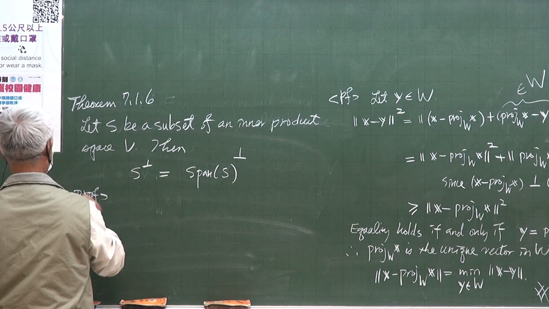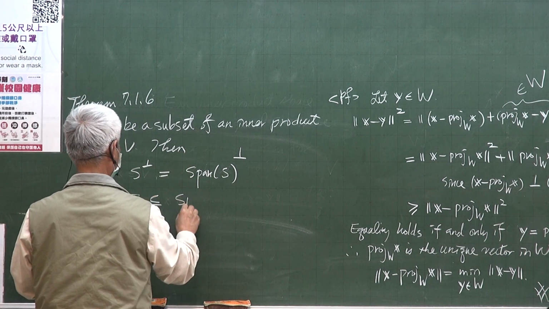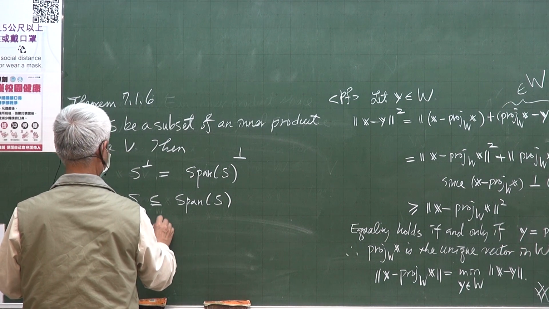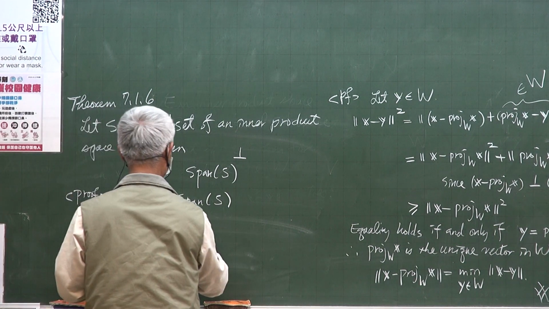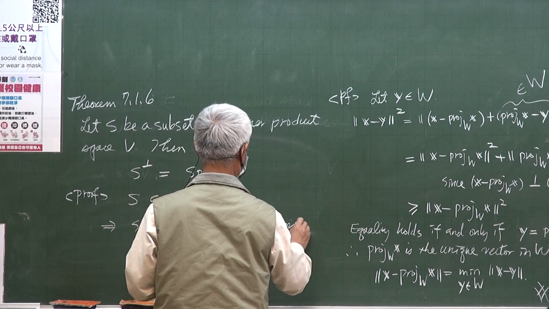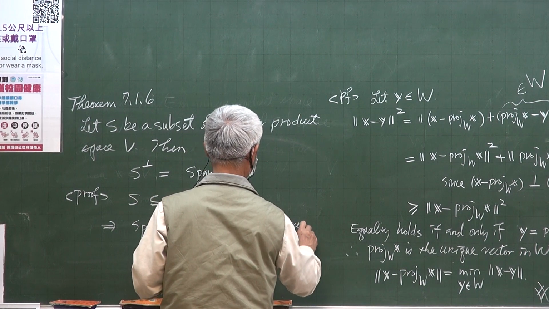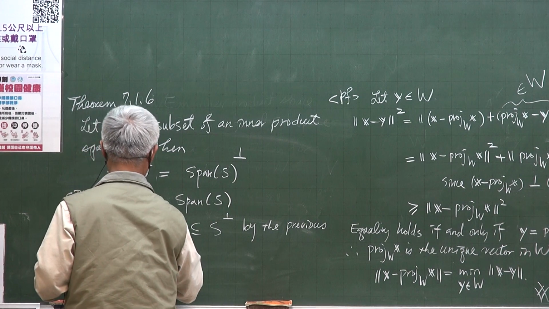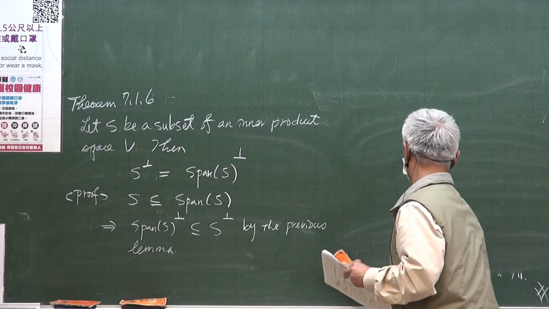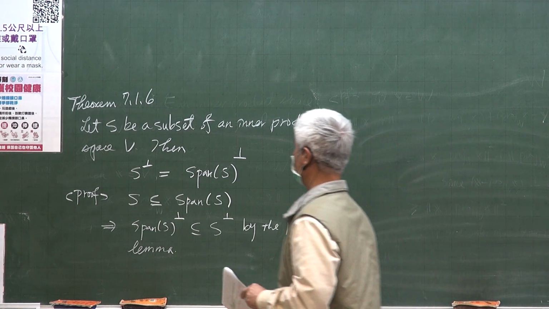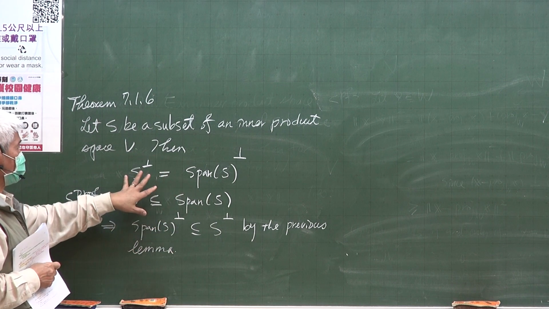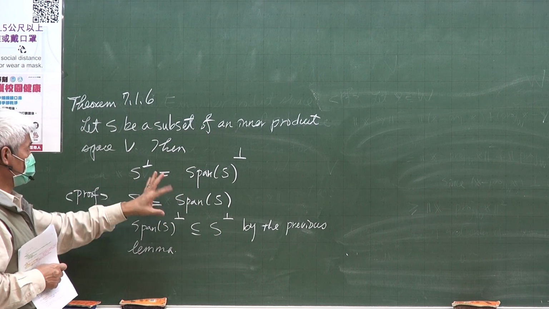So, proof. Because S is contained in the span of S, this implies that the perp of the span of S is contained in S perp, by the previous lemma. Okay, so to establish the equality of two sets, we have to prove each one contains the other, right?